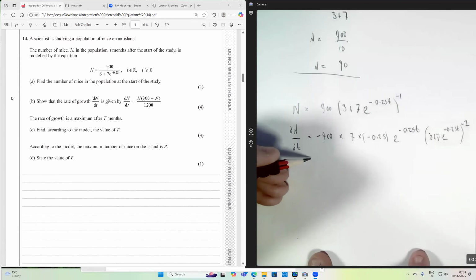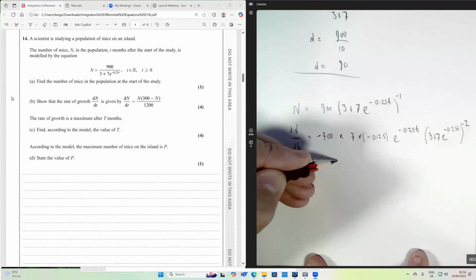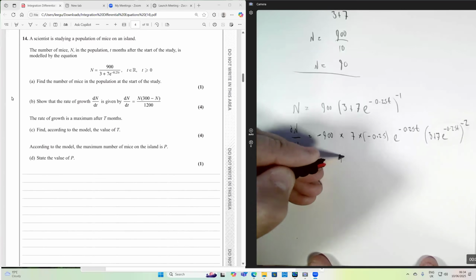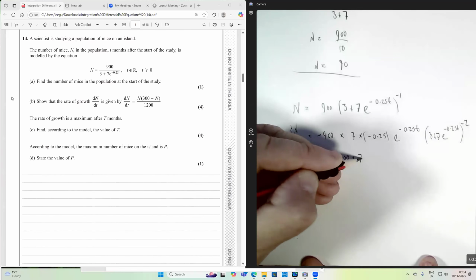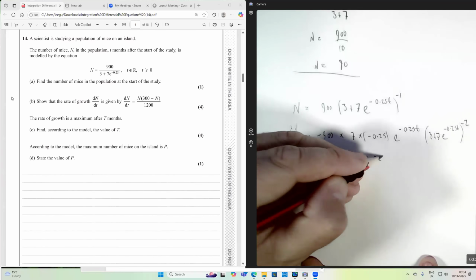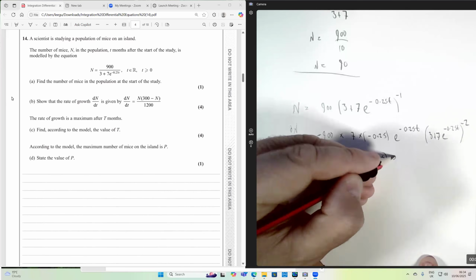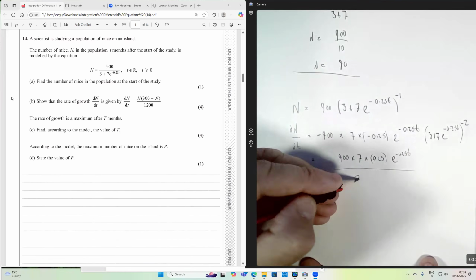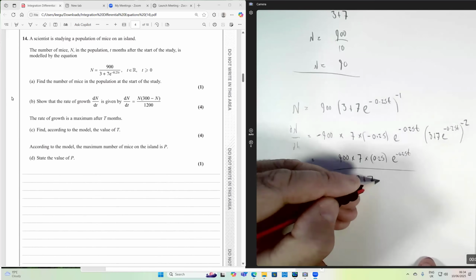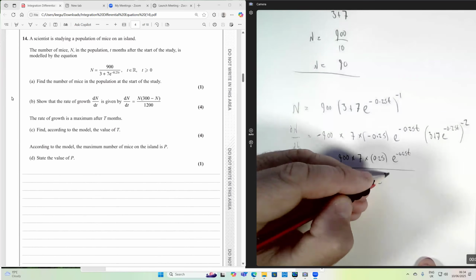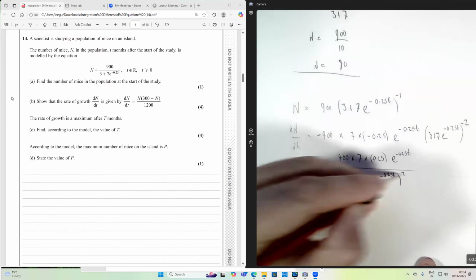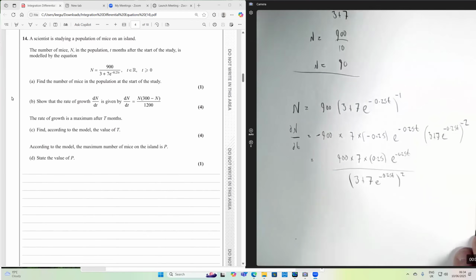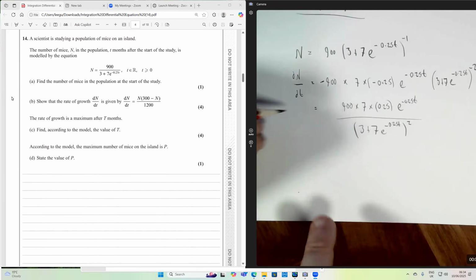So therefore, our dn by dt is in fact, the minus and the minus there will cancel out. So that gives us 900 times by 7 times by 0.25 times by e to the minus 0.25t all over 3 add 7 e to the minus 0.25t all squared. That's just bringing that minus 2 down. Okay, so that's our expression for our dn by dt.